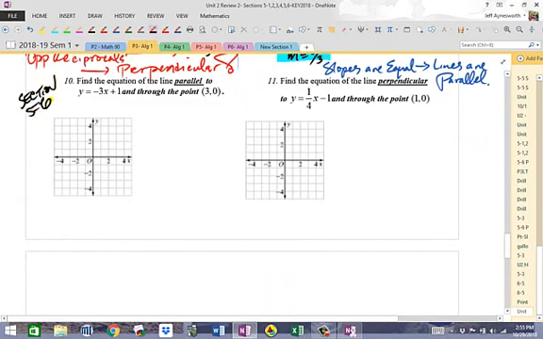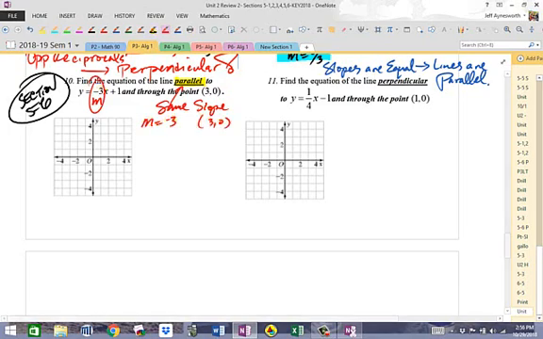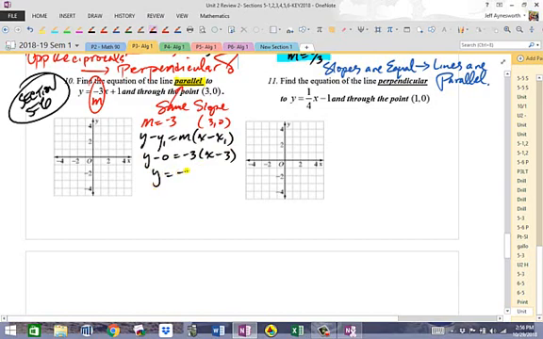Okay, so we want parallel to this line. So parallel means same slope. So I look here, and the slope's -3. So I'm going to use the slope of -3, and then I'm going to use the point 3, 0. So I always write down point slope form first. So I have y minus 0 is equal to -3 times x minus 3. Y minus 0 is just y. Distributing the -3, you get -3x plus 9.